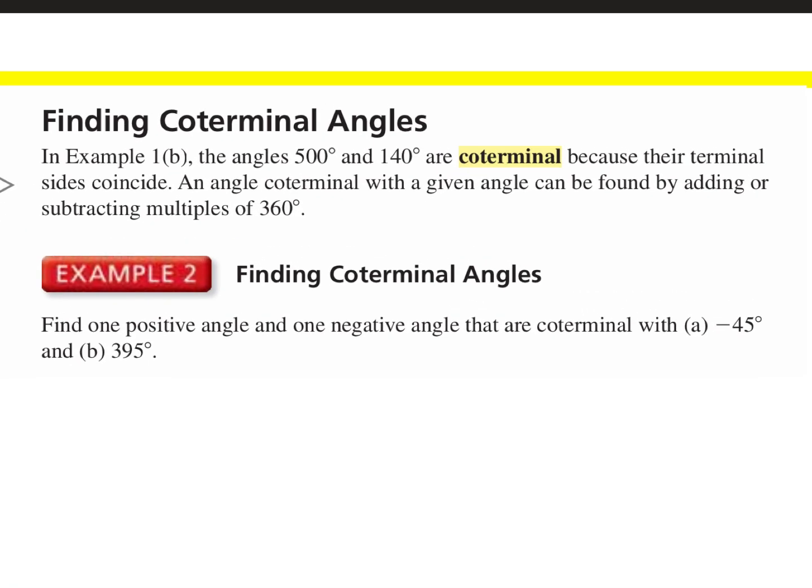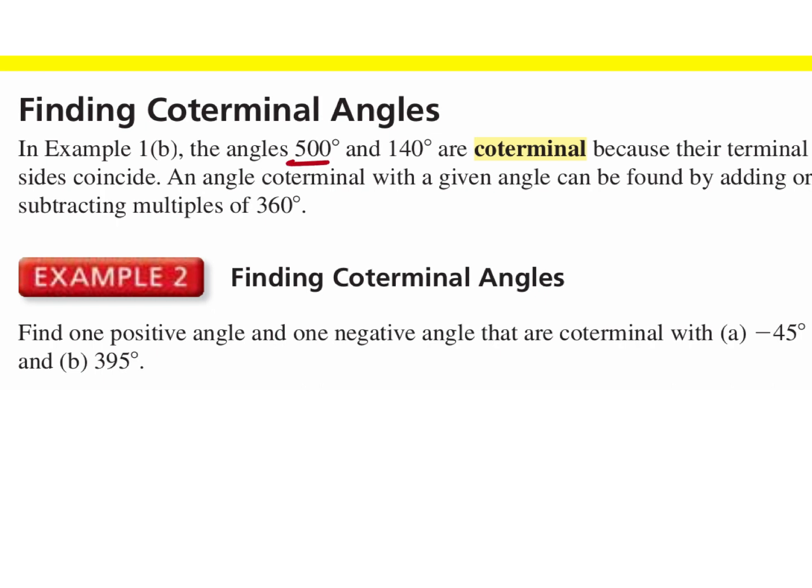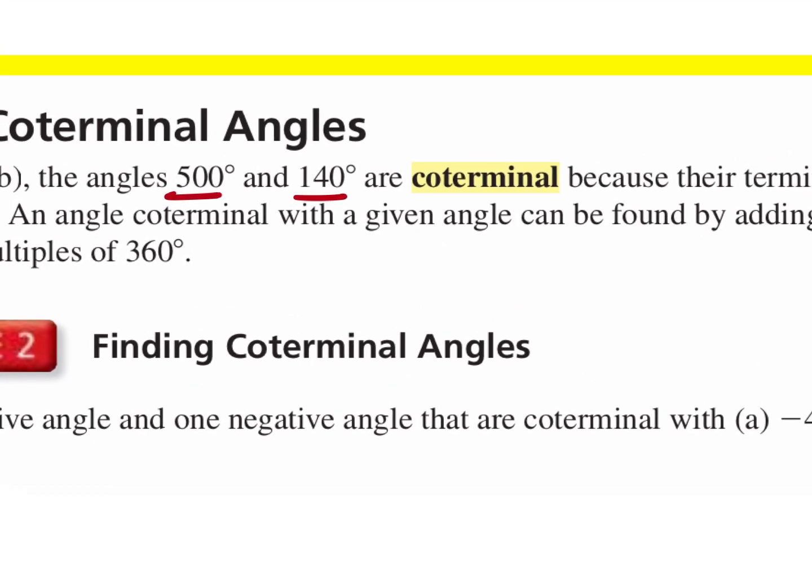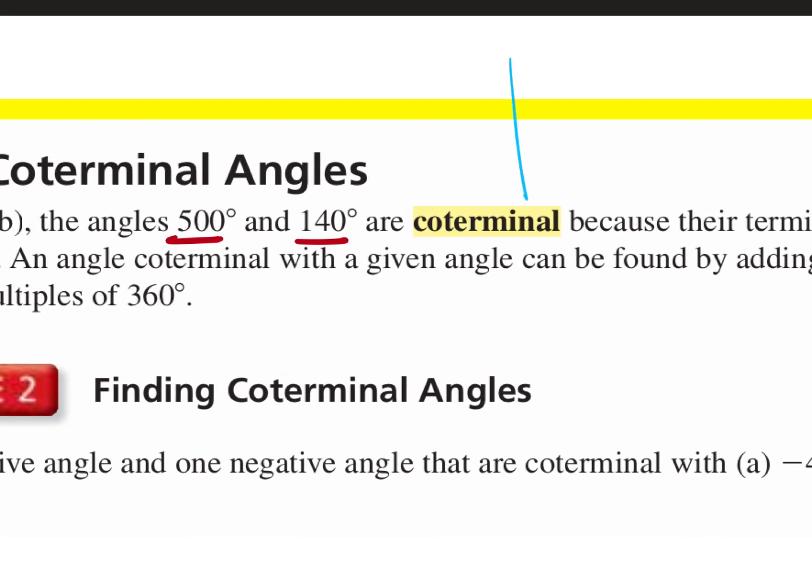So it says in example 1b, the angles 500 and 140 are coterminal angles because their terminal angles coincide. So we said that for 500 degrees, we went all the way around once and 140 degrees more. So it ended there. If I had something like 140 degrees, I would just go from 0 to 140 degrees. And that ends up being the same terminal spot. It's almost like it's the same angle. So we call these coterminal angles when they have the same terminal position. That ending arrow is the same thing.